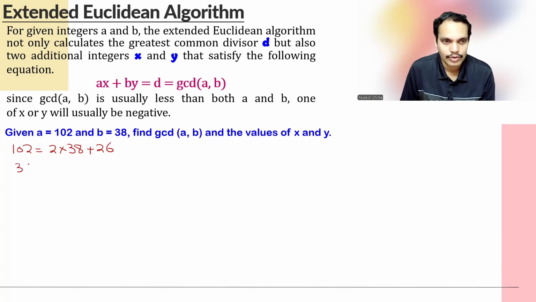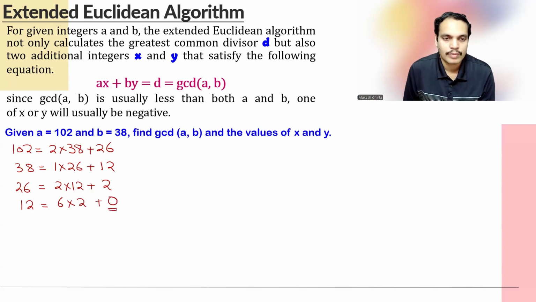Now this is non-zero. I continue. 38 is equal to 1 into 26 plus how much? 12. Right. So once again, 26 is equal to 2 into 12, which is 24. The remainder will be 2. So 12 is equal to, how do we write it? 6 into 2 plus 0. Because the remainder is 0 here, the value which is left here is 2, which gives me the GCD of both the numbers 102 and 38 as 2.